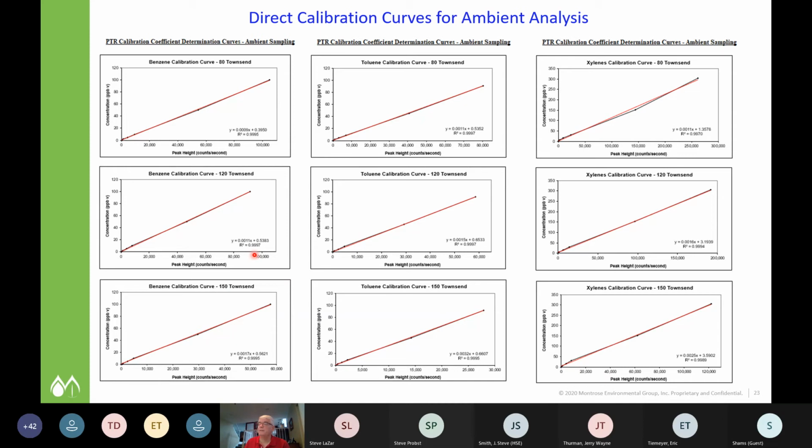We take these equations, we put them back into the actual PTR software, and we use those to generate documented traceable ambient calibration curves. So now we're ready to take this out in the field, and I actually do these when I'm in the field as well, but take these and use this to generate traceable ambient data.